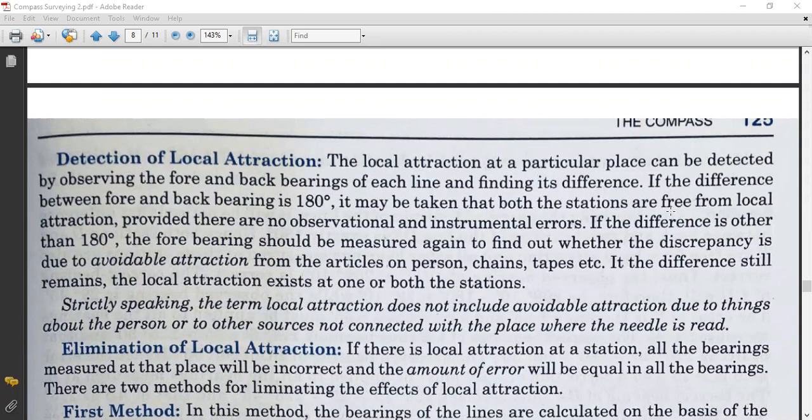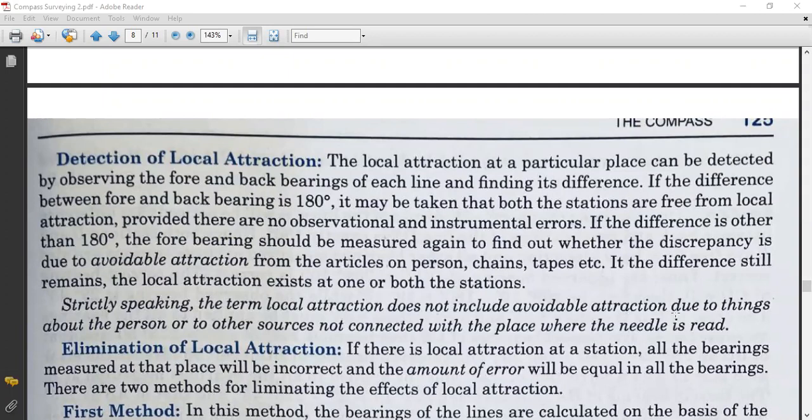So if the difference between forebearing and back bearing is exactly 180 degrees, it means that the stations A and B are free from local attraction. If the difference does not come as 180 degrees, then I need to apply the correction. Suppose I get 179 degrees 30 minutes, or 178 degrees; if it is lesser, you need to add the correction. Or if you get 181 degrees or 182 degrees, the greater difference between forebearing and back bearing, you should deduct.